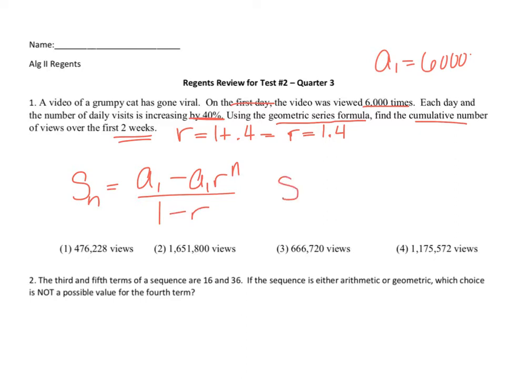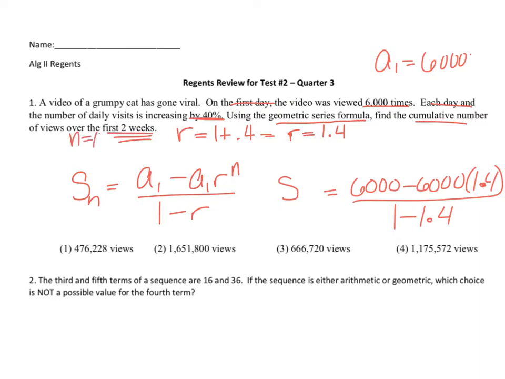So the only thing is we need to figure out, we know A1 is 6,000. So I'm going to put that in. We know R is 1.4. But we're missing the N. And that is how many terms you're adding up. In this case, it's how many days. Each day it increases by 1.4. So they give us 2 weeks, and we know that that means 14 days. So I'm going to put N as 14 in here.